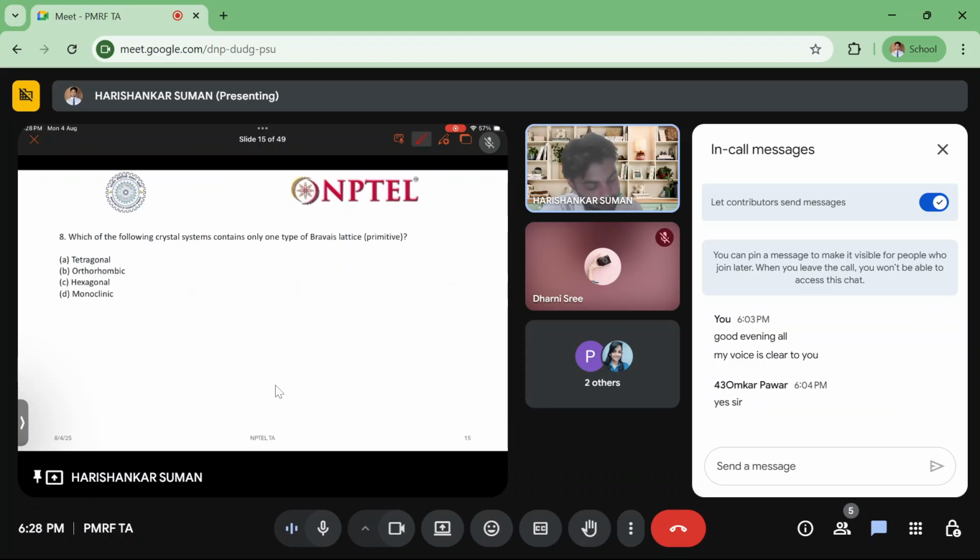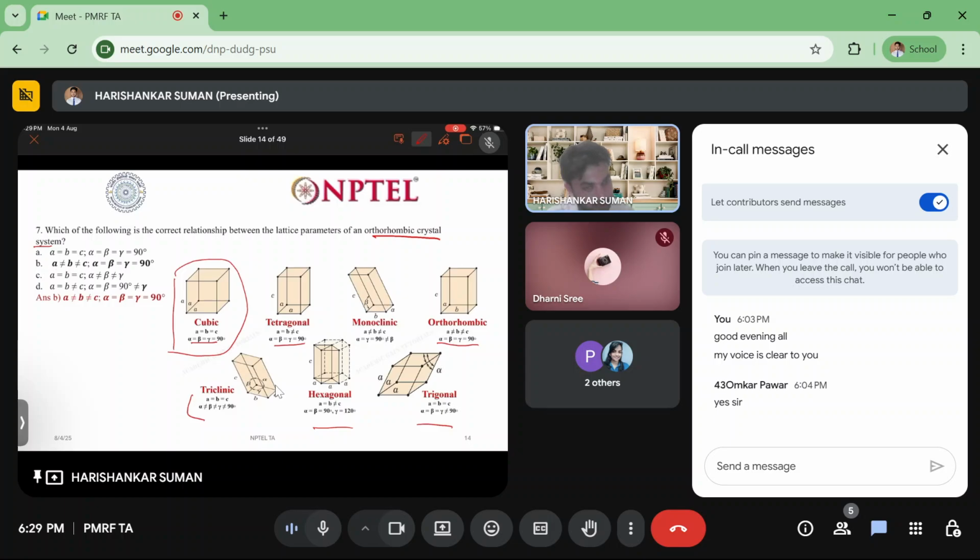Which of the following crystal systems contain only one type of Bravais lattice, primitive? Tetragonal, orthorhombic, hexagonal, or monoclinic? Only one type of Bravais lattice, which is primitive. Tetragonal, orthorhombic, hexagonal, monoclinic. You can see in this picture.